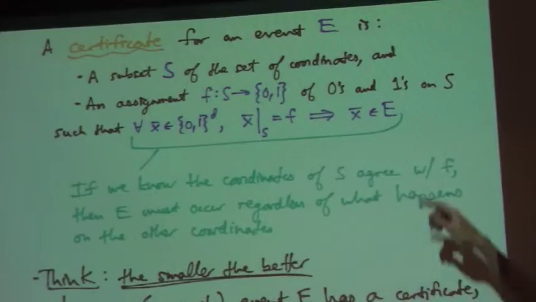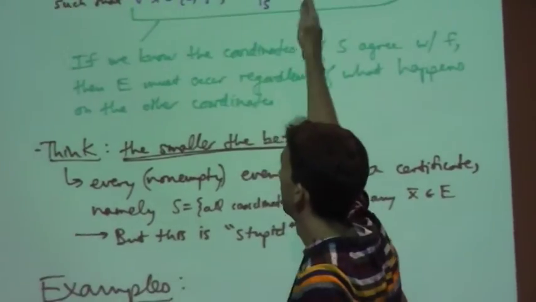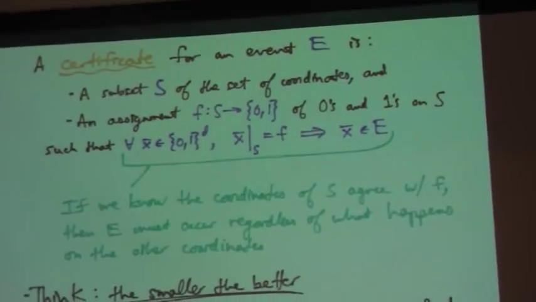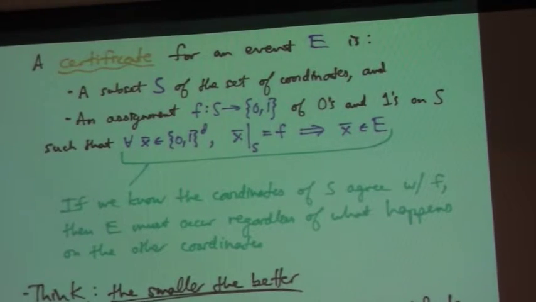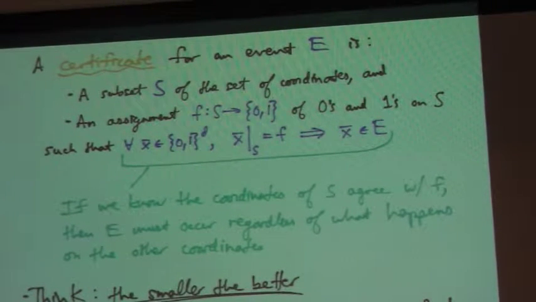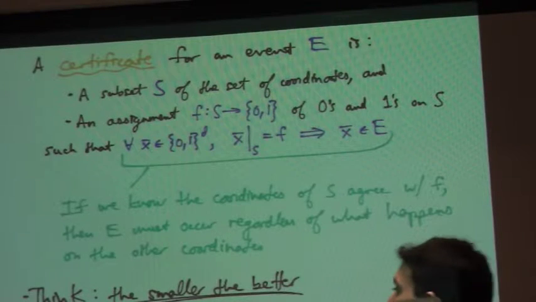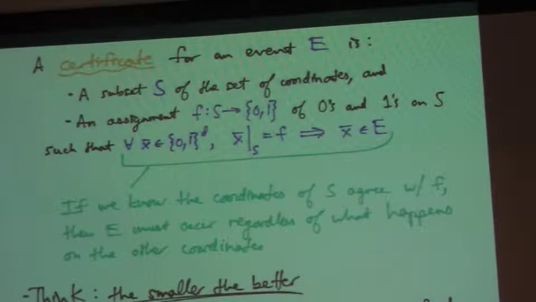So that's what the top half of the slide says. To be precise, it's a subset of the set of coordinates, and also an assignment of zeros and ones on that subset of the coordinates, such that no matter what happens, as long as you agree with that assignment on that set of coordinates, you're guaranteed to be in the event. With high probability? No, for sure, guaranteed.